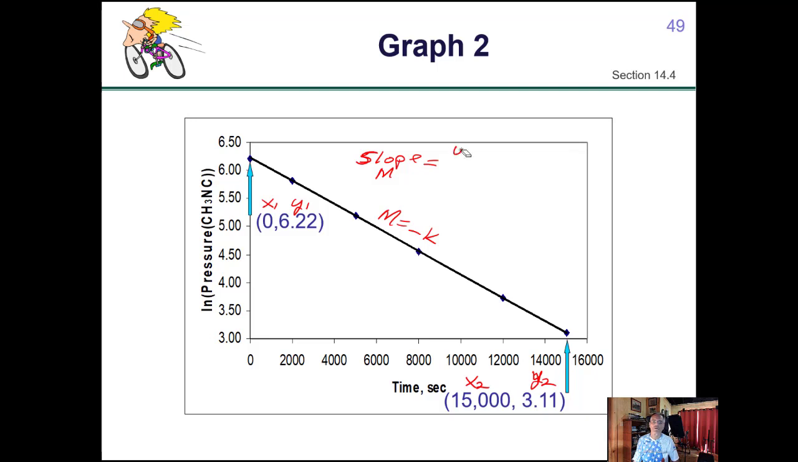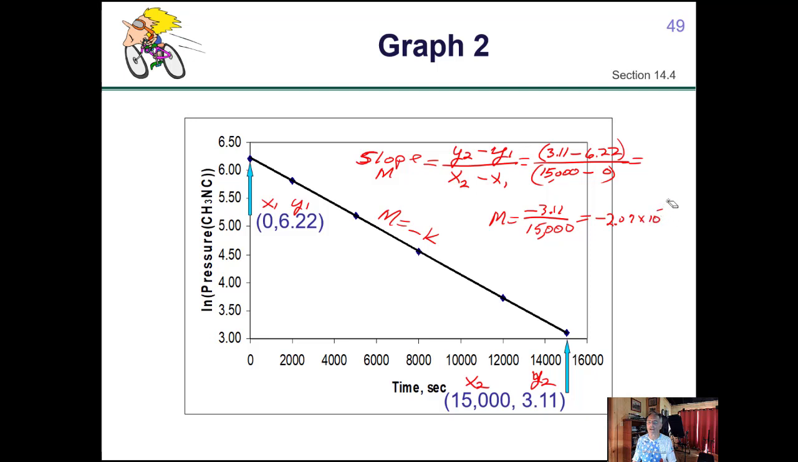And you know how this works. The slope of the line will be the change in y with respect to the change in x. So it's just going to be x sub 2 minus x sub 1 in the denominator, y sub 2 minus y sub 1 in the numerator. And so that's going to be 3.11 minus 6.22 divided by 15,000 minus 0. And so that is going to give us minus 3.11 divided by 15,000. So that gives me minus 2.07 times 10 to the minus 4.